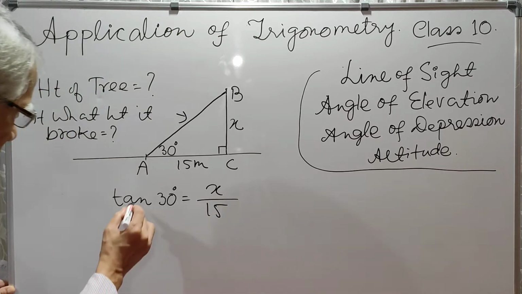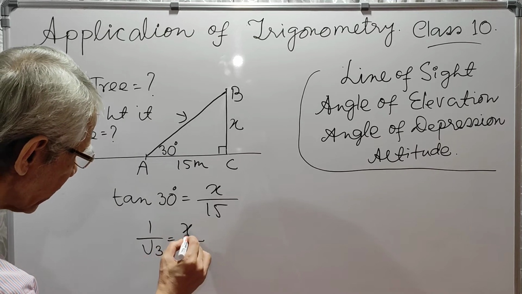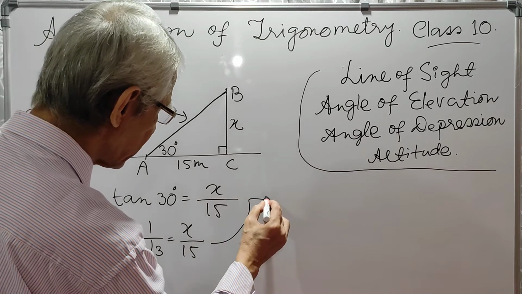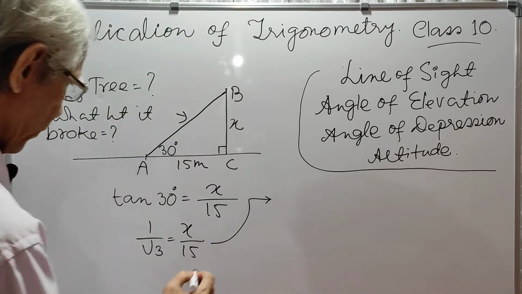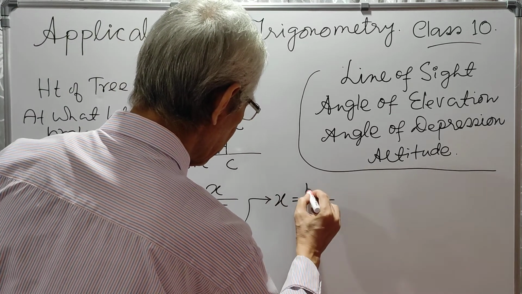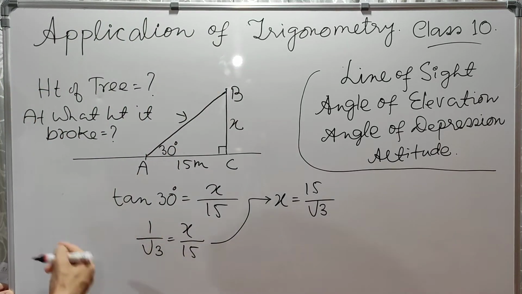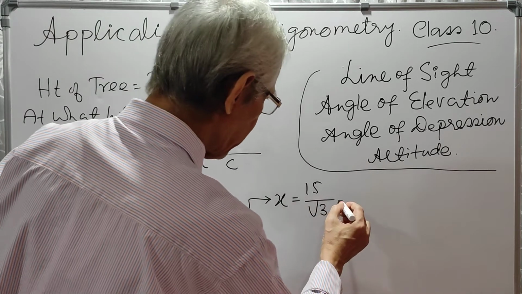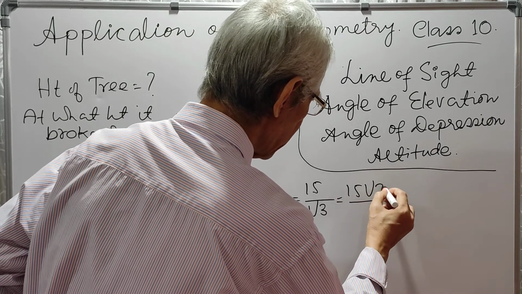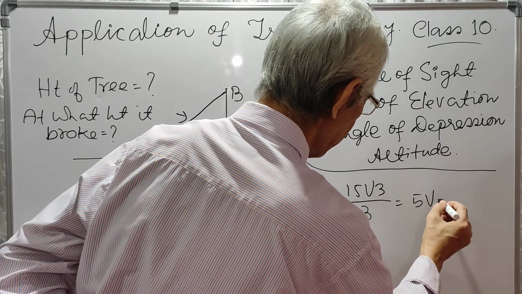So from here what do you get? Tan 30 is 1 by root 3. 1 by root 3 equal to X by 15. All right. So from here what we get? X equal to 15 by root 3. Use the knowledge of equation. So 15 by root 3, rationalize the denominator by multiplying by root 3. So it will be 15 root 3, and root 3 into root 3 is 3. That means 5 root 3. 5 root 3 meter.